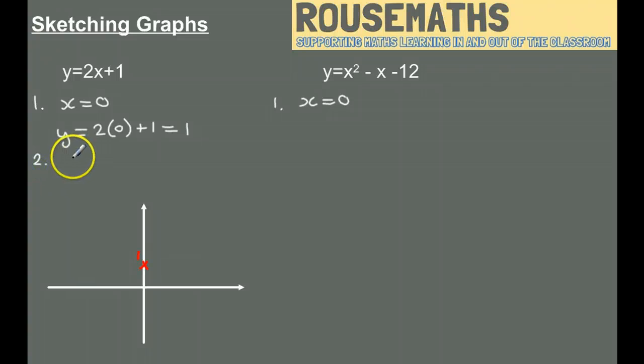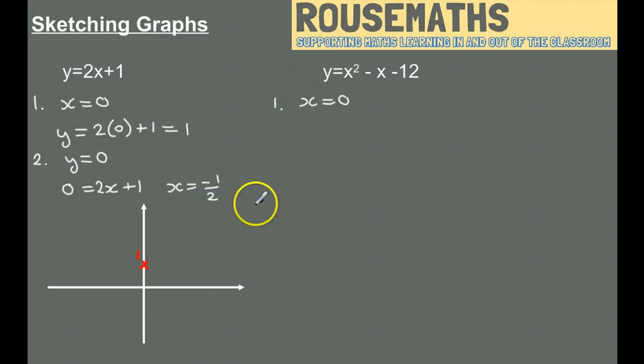Continuing on, if we go for 2, we've got where it crosses the x-axis, which is when y is 0. So in this case, 0 equals 2x plus 1. If we rearrange that by subtracting 1 and then dividing by 2, we discover that our x crossing point is negative a half. And this one is our linear graph, so you can just join them up like that. And that will be sufficient for a sketch of that particular graph.